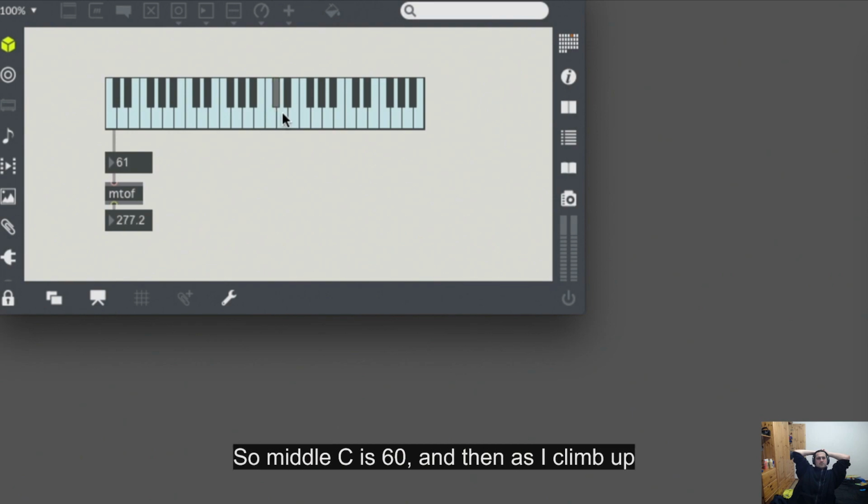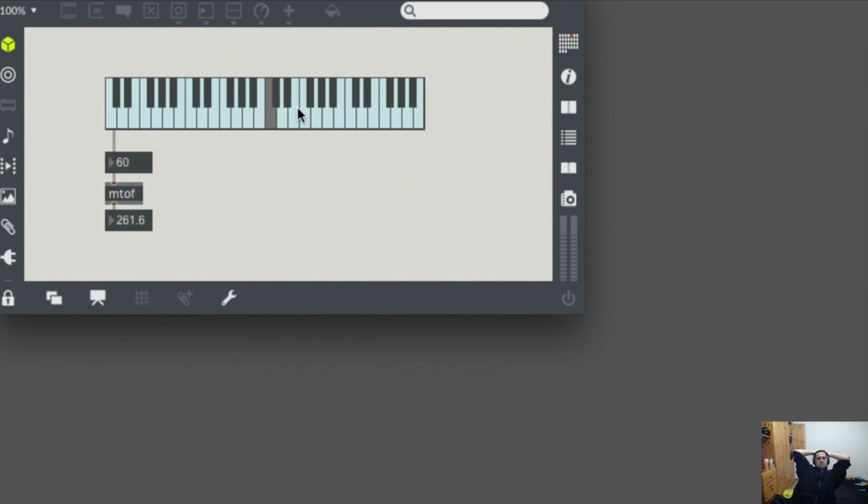So middle C is 60, and as I climb up the chromatic scale here, I'm counting by 1 in the MIDI note number, and each note has a certain frequency. So 57 is an A below middle C, that's 220 hertz, and if I go to an A an octave below that, it'll be half the frequency, 110. 220, the next A is 440. So each consecutive MIDI note is the 12th root of 2 times the next lower note.